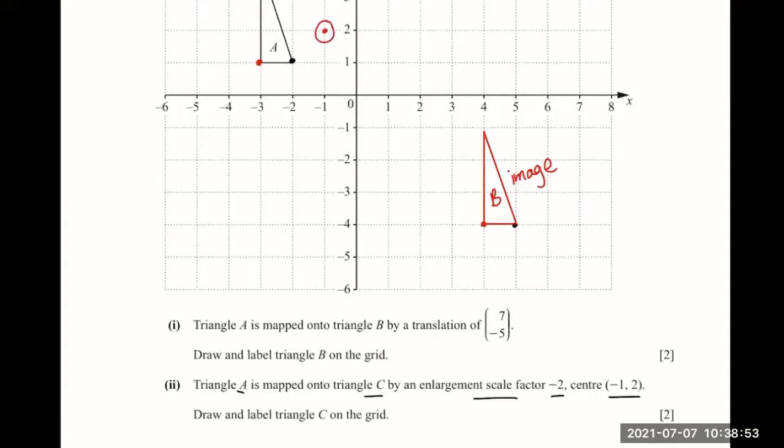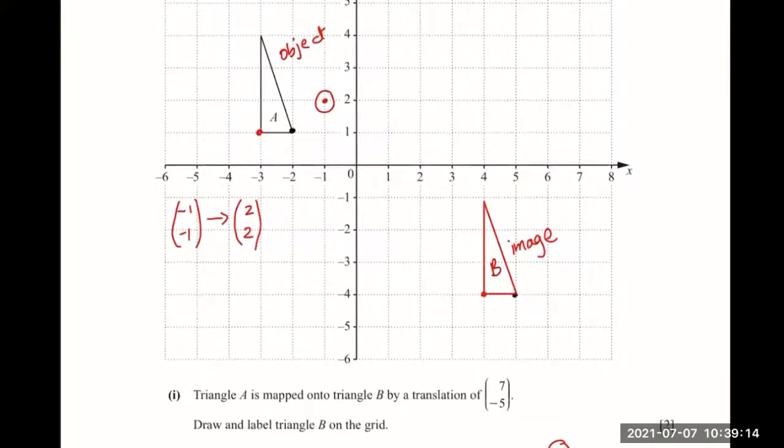Then I'm going to start noting down my vectors. The first one is -1, -1. What is my scale factor? It's -2. So if I multiply these by -2, I get 2 and 2. So the next movement I'm going to draw is 2 and 2. So 1, 2, 1, 2. I reach this point.